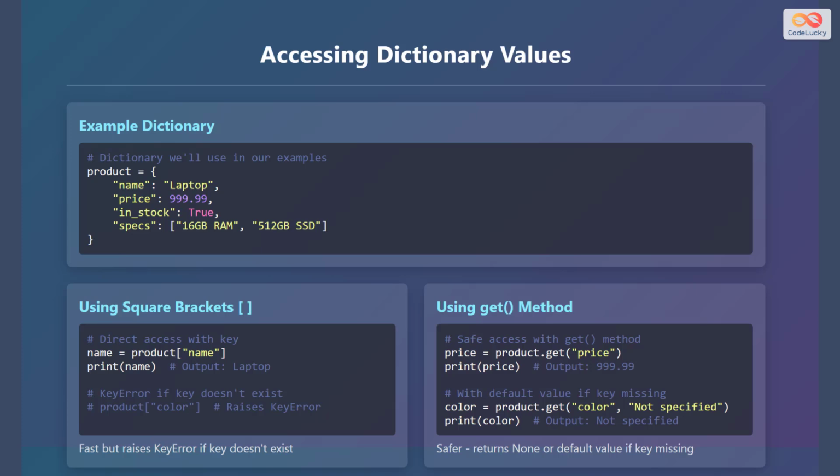The second way is by using the get method. This method allows you to safely access a value associated with a key. If the key is not found, it returns none or a default value that you can specify.